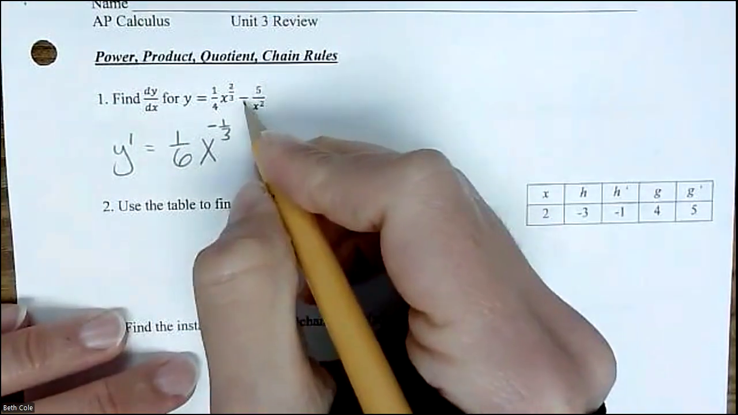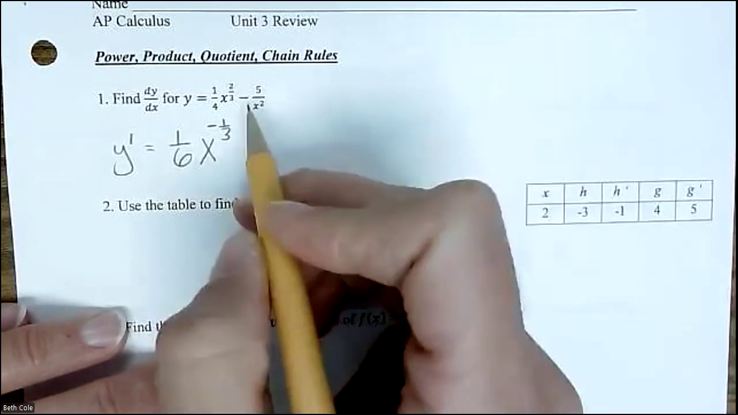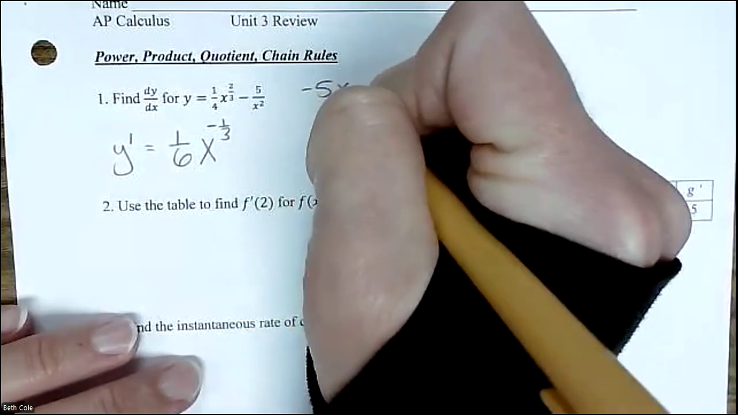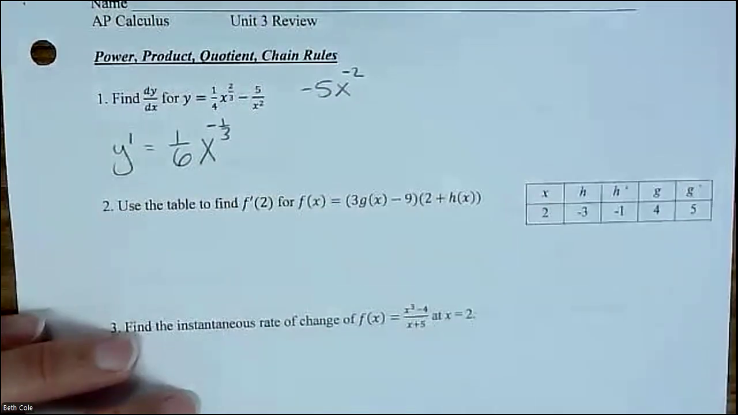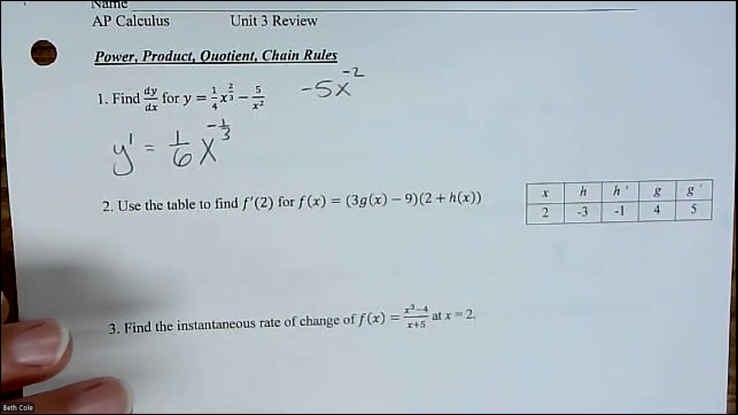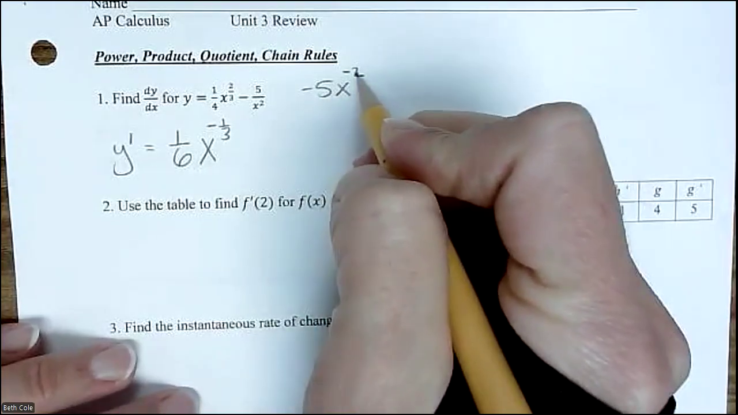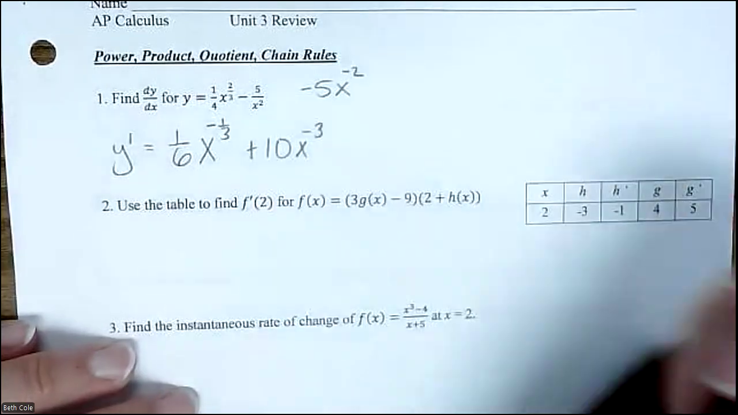All right, now I'm going to write this off to the side. There's nothing wrong with a good old margin problem, just writing it off to the side. I'm going to write it as negative 5 x to the what power? Negative 2. I just wrote that off to the side. That's just my thoughts on paper. Now, when you do your power rule, multiply these together. It's going to be positive 10 x to the negative 3.